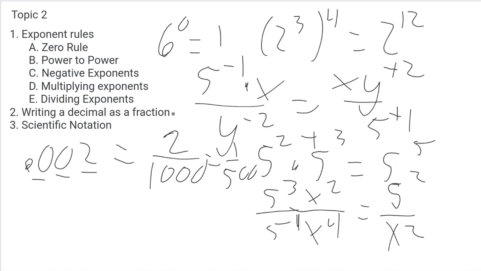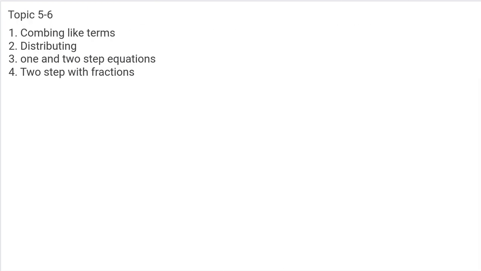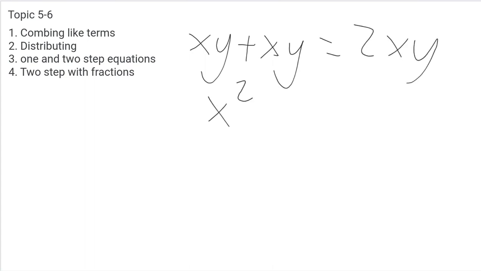And then scientific notation was when we had 2 times x to the positive 2. That meant move our decimal places 2 spaces, or 200. Or, if it was negative, that meant move it to the left 2 spaces, or 0.02. Combining like terms, they had to be exactly the same for us to combine them, or they had to have the exact same exponent to combine them.